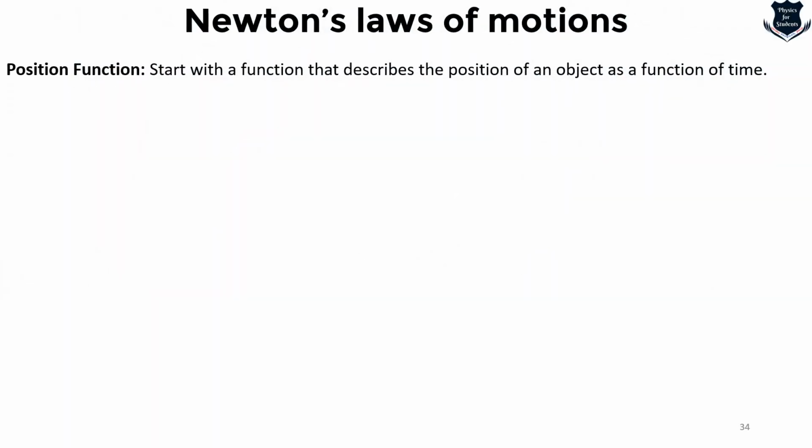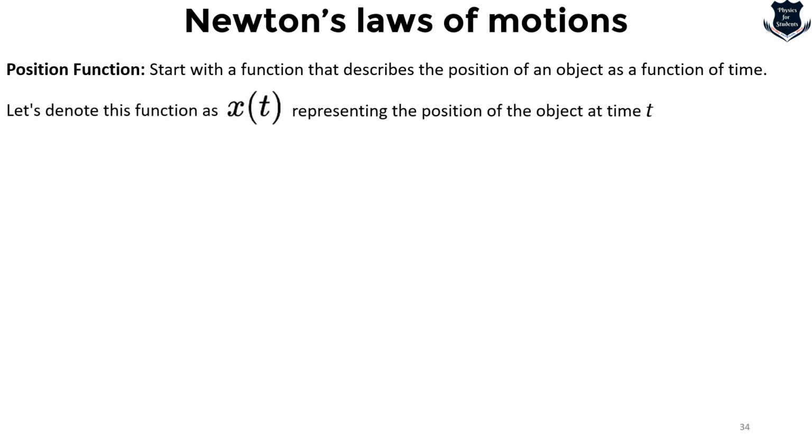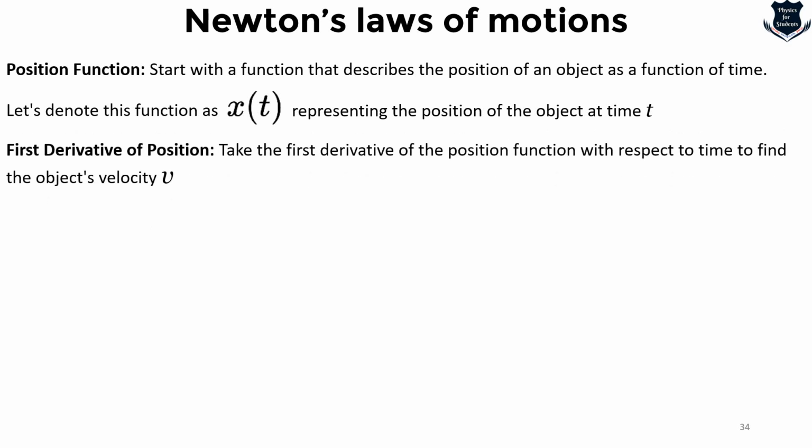We will start with a function that describes the position of an object as a function of time. Let us denote that as x(t), representing the position of the object at time t. We take the first derivative of the position with respect to time, considering velocity as v. Velocity is the change of position with the change of time, which we write as dx/dt.